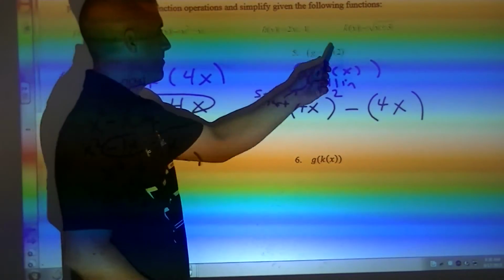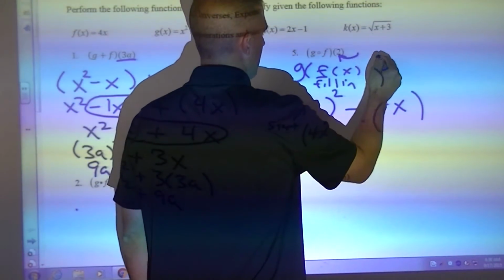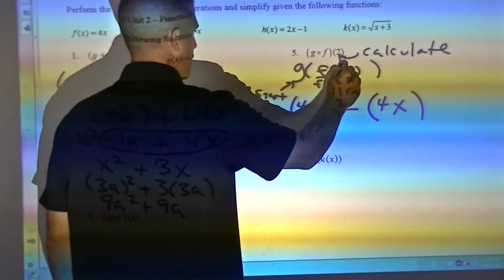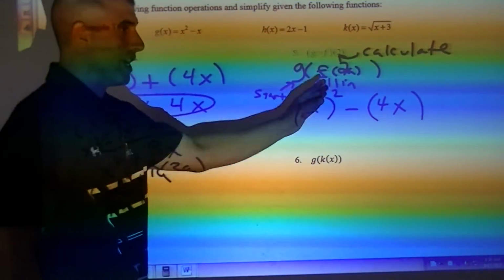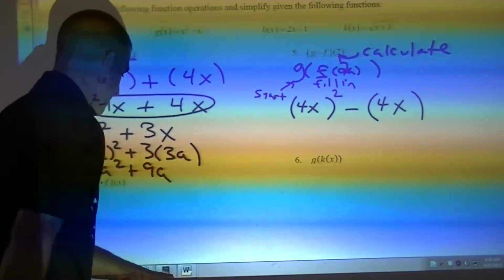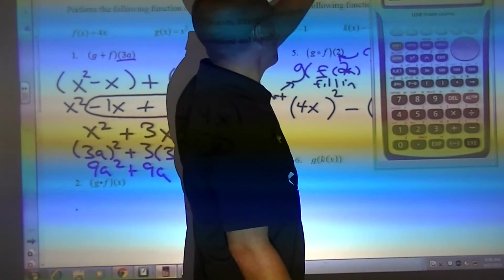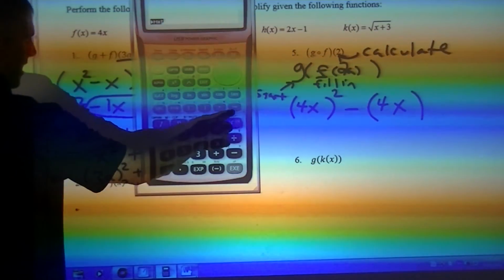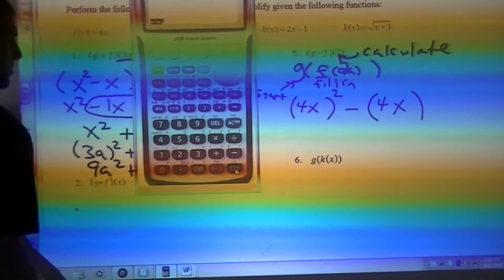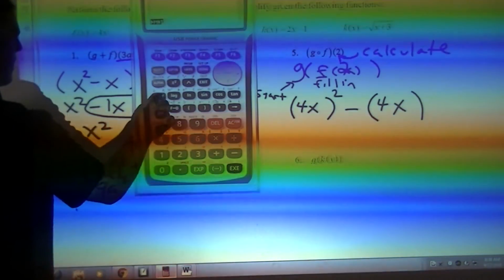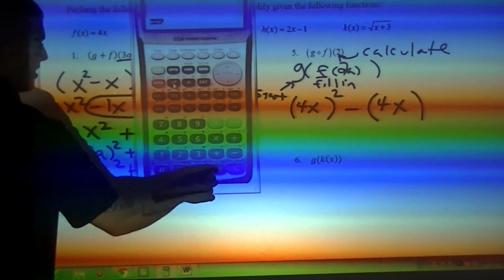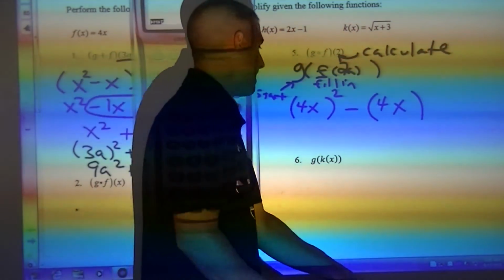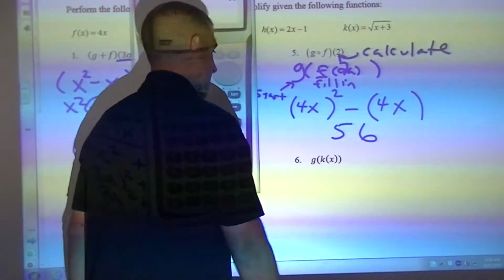Now, the last part says, what do you want to calculate? If it's just x, I probably should have put this with a 2. If it's just x, I actually have to do some operations. For this, what I can do is put 2 in, so I'm going to do 2, arrow for x, hit execute, so that saves 2. Then I'm going to type in 4x, parentheses, squared, minus 4. I'm going to type it in just like I see it, and hit execute, and it will give me the answer of 56.